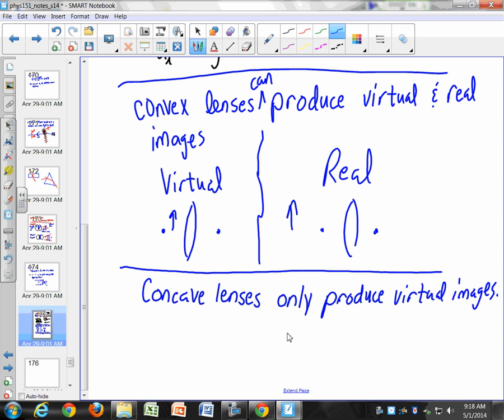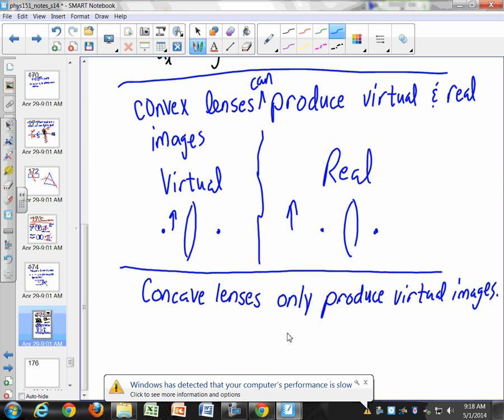I want to pass around something else. This is a cool little real image, actually. I think it's kind of cool. These are mirrors, but spherical mirrors act a lot like spherical lenses just because of their geometry and the way that you would draw rays. So these are two mirrors. This type of mirror is called a concave mirror, but it's really a lot like the convex lens in the way that it treats light. And so it can produce a real image.